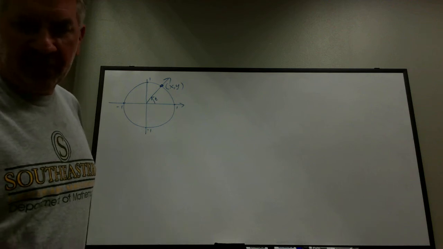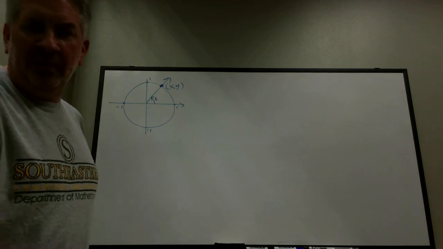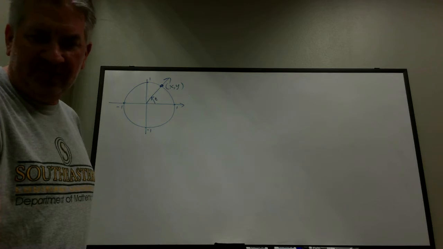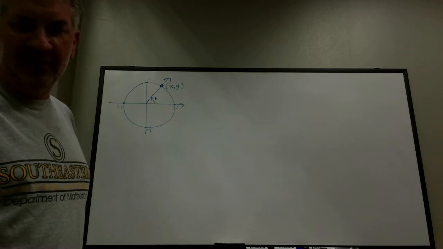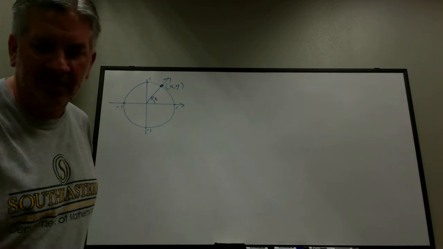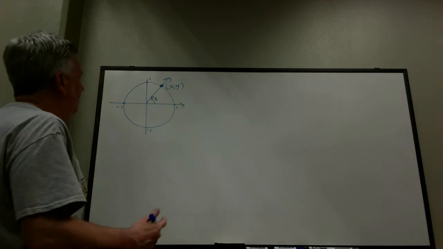Okay, then the 6 trigonometric functions of t. Now I wrote them all out in the notes so you could see what the abbreviations stand for: sine, cosine, tangent, cosecant, secant, and cotangent. So that's how they're written out long ways. So what are the 6 trig functions?